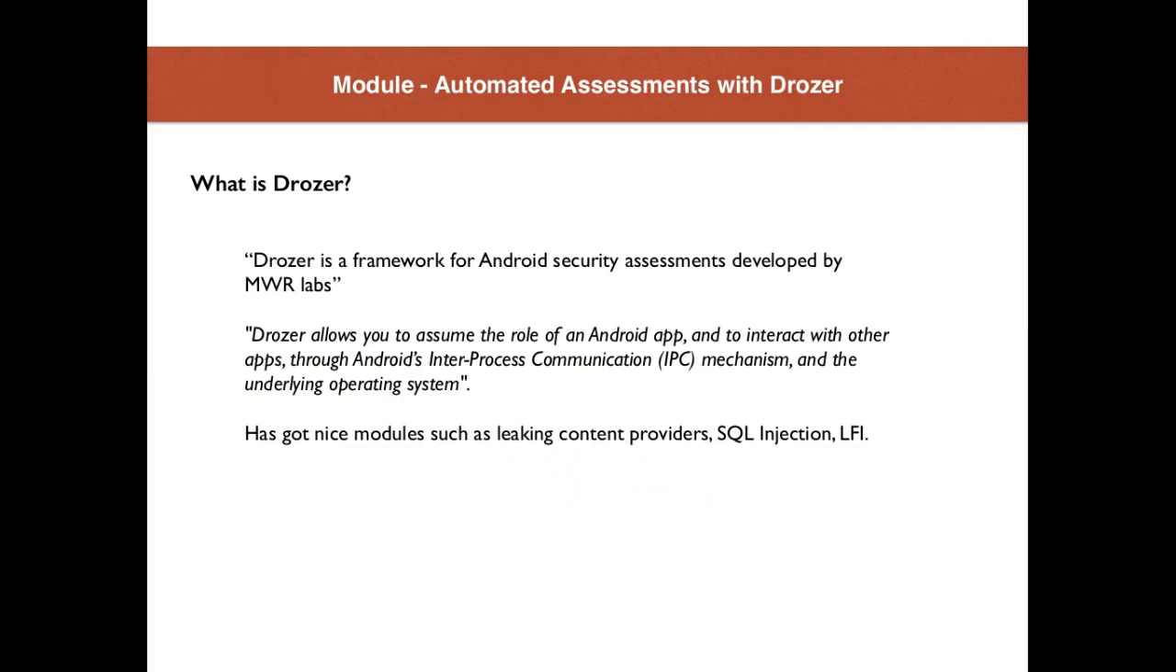With this video, we're going to start a new module named Automated Assessments with Drozer. Basically, Drozer is a framework for Android security assessments, and it is developed by MWR Labs. If you remember, so far we have done all the assessments using manual techniques. We didn't use any automated tools to perform this pen testing of OWASP top 10 vulnerabilities on Android applications. But in this module, we're going to see a new automated tool which can be used to perform automated assessments of your Android applications.